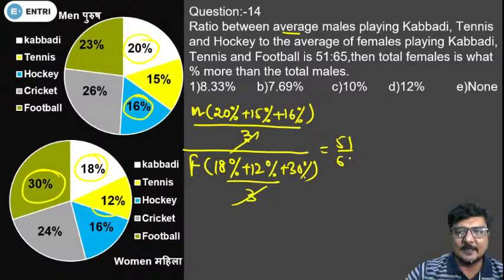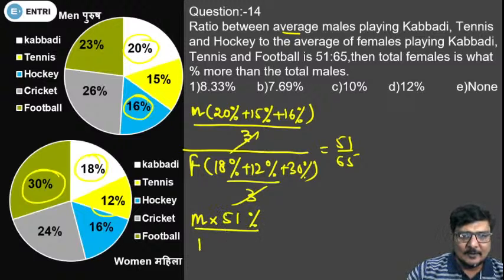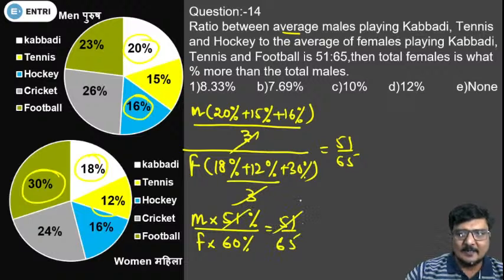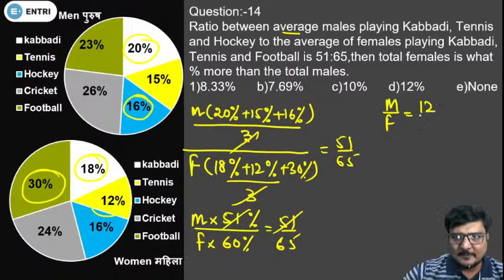And this ratio is given as 51 by 65. So in the numerator, for all the males, this will give you 51%, and in the denominator we will be getting 60%. What will the ratio come out to be? 50-51 cancel, so the ratio of male upon female comes out to be 12 by 13. All the males can be assumed as 12 and all the females can be assumed as 13.